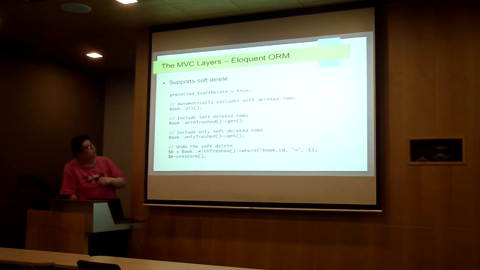So when you enable the soft delete option at Eloquent, how do you enable it? In your model, you just set the soft delete property to true. Once you do that, any further queries, Laravel will automatically exclude the soft deleted rows. It is automatic. And if for some reason you need the soft deleted rows to appear, there are also ways to get them. And of course you can also undo the soft delete by restoring.